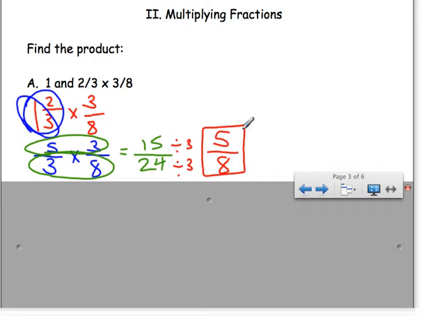Something that you might have been able to figure out is that you could have avoided doing this by just simplifying when you multiply, that these 3s were just 1 and 1. That's another trick a lot of students have seen. But in any case, your answer should have been 5/8.